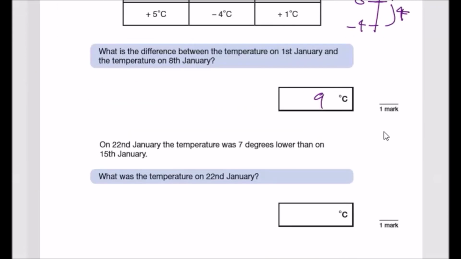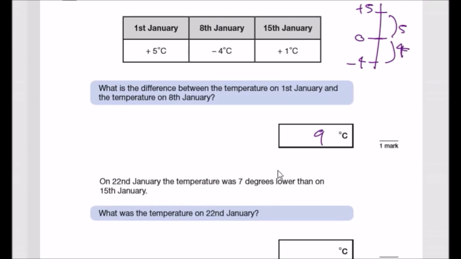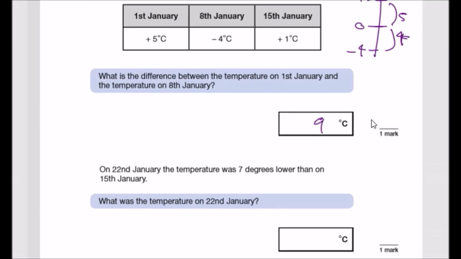Okay? On the 22nd of January, the temperature was 7 degrees lower than on the 15th of January. What was the temperature on the 22nd of Jan? So wherever 15th was, it was 1 degrees. And then the following week, on the 22nd, which is after this, it goes down by 7.